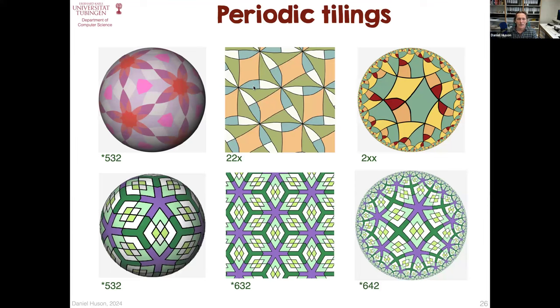So we're going to home in on periodic tilings as a nice structure where symmetry groups play a role. Here are just some examples where you can see the orbifold notation. You can see that the notation works nicely for all three geometries. If you go from star 532 to star 632, the corresponding geometry changes from spherical to Euclidean. If I go from 632 to star 642, then I've got something hyperbolic. So you can move seamlessly back and forth between the three geometries.